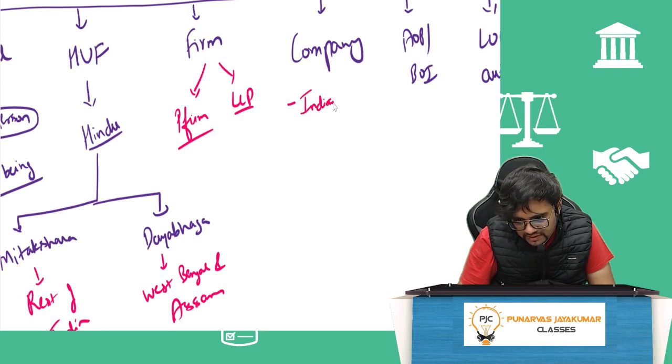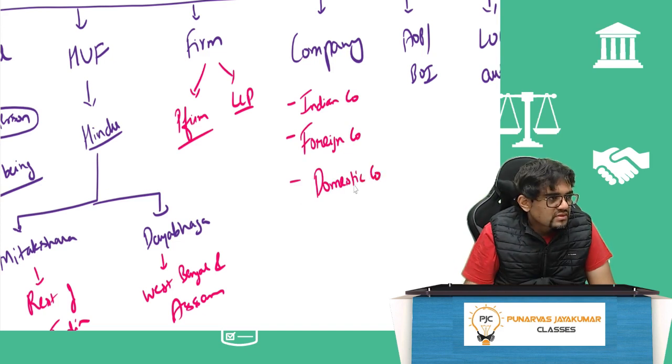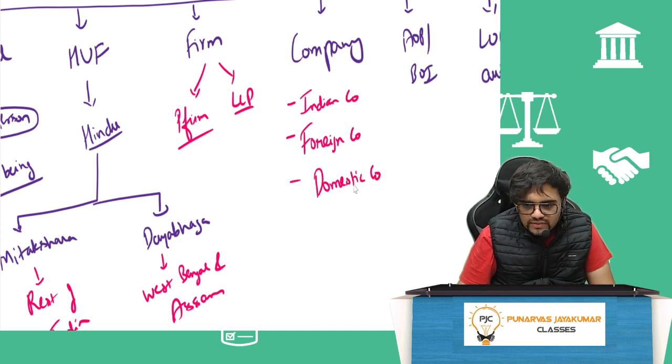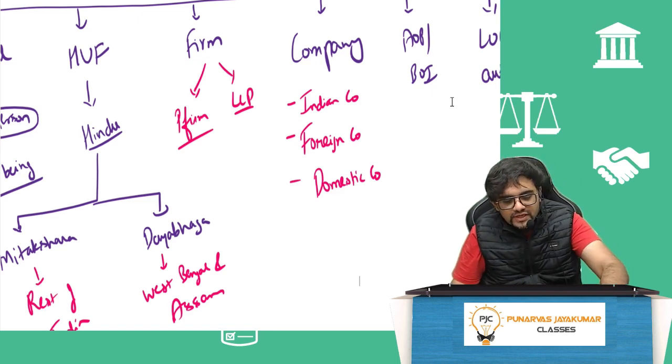Next is company. Indian company. Foreign company. Domestic company. Indian company, foreign company, domestic company. Three companies are there. We will see the difference. Anyway, Indian company is what? A company incorporated and registered in India.